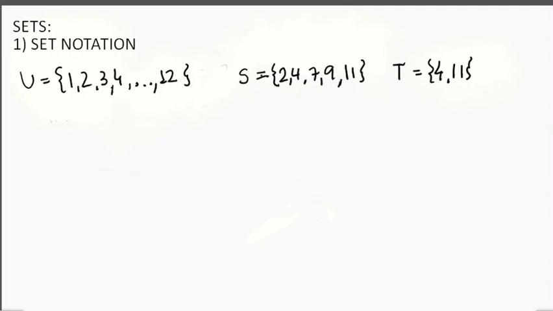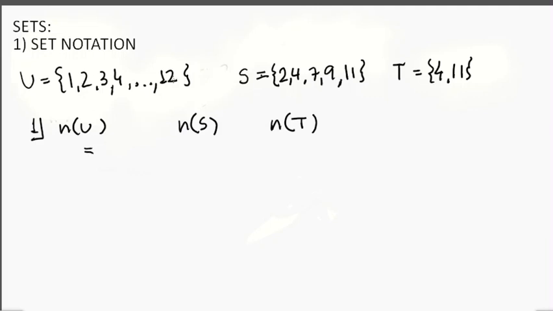Alright, so let's take a look at some problems here. I've got my universal set, which is all numbers up to 12. I've got my set S, which is 2, 4, 7, 9, and 11. And I've got my set T, which is basically 4 and 11. So let's say that number 1, find n of U, n of S, and n of T. Remember that n here means number of elements. So you can pause the video and find those yourself. I'll just do it, okay?